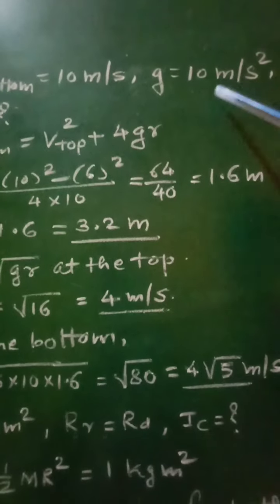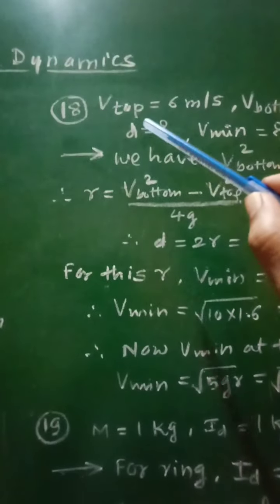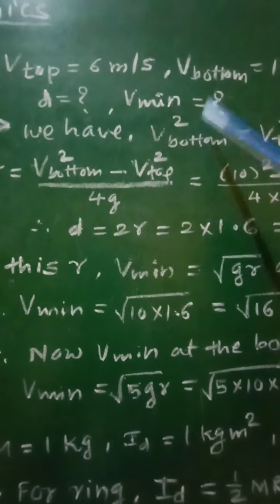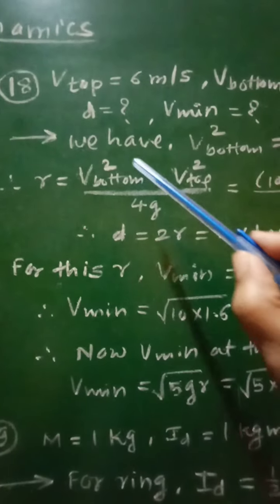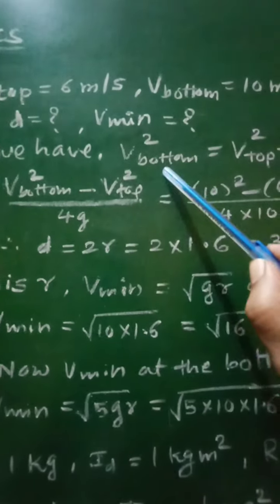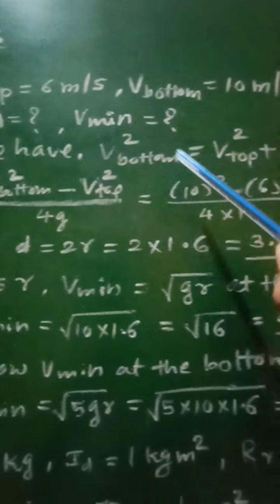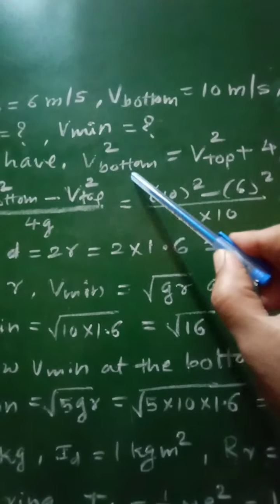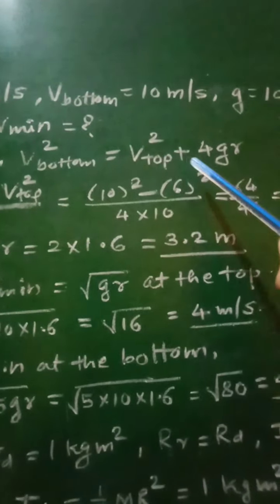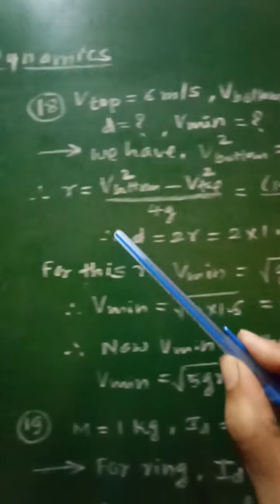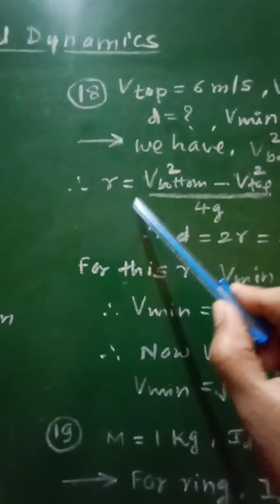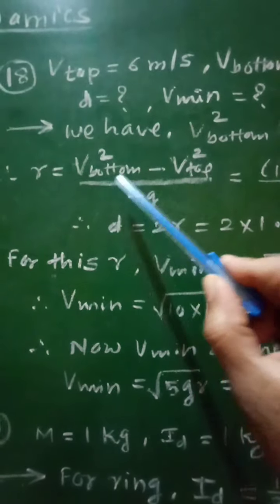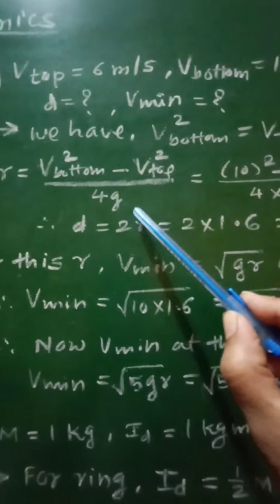We have to find out the diameter d and the minimum values of speed, that is v minimum. In the solution, we have v bottom square equal to v top square plus 4gr. Therefore, from this, radius r equals v bottom square minus v top square upon 4g.